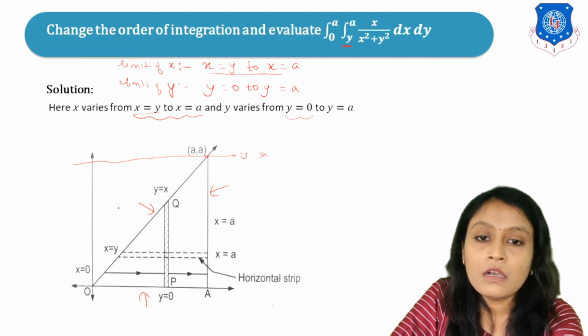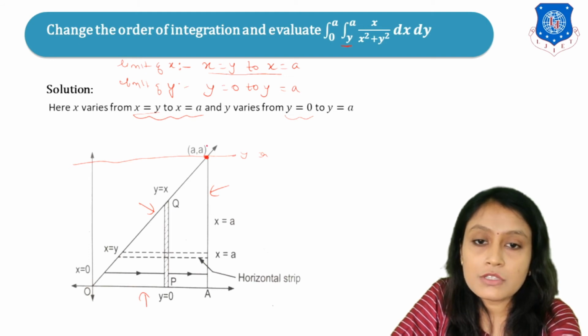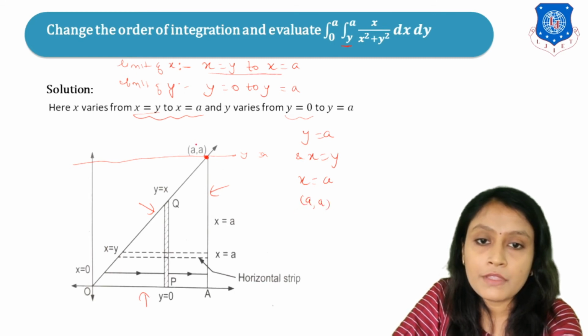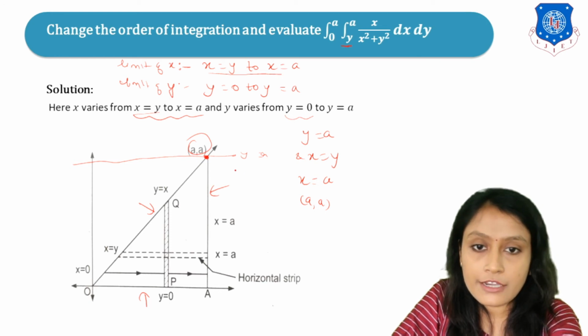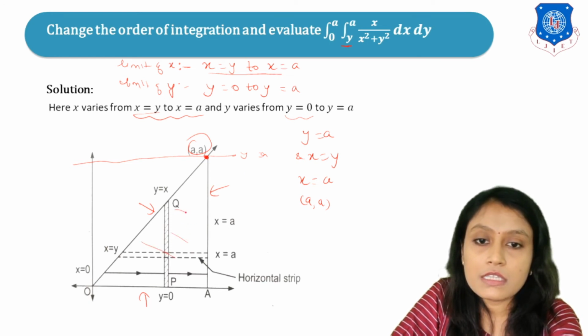Okay, now firstly we have the point of intersection at this point. This is the intersection point of y is equal to a and x is equal to y. So in place of y, if you substitute a, you will get x as a. So we have the point a comma a. This is our point of intersection. Now the region is this portion, because it consists of all the given lines.